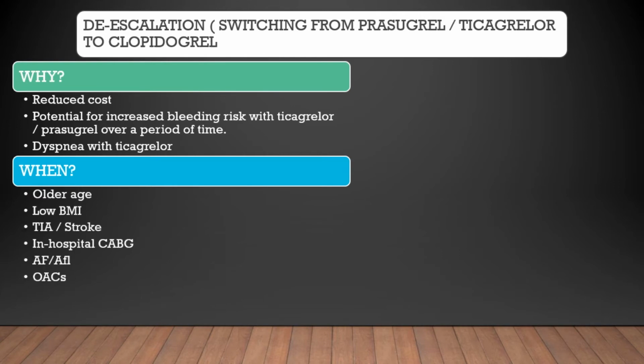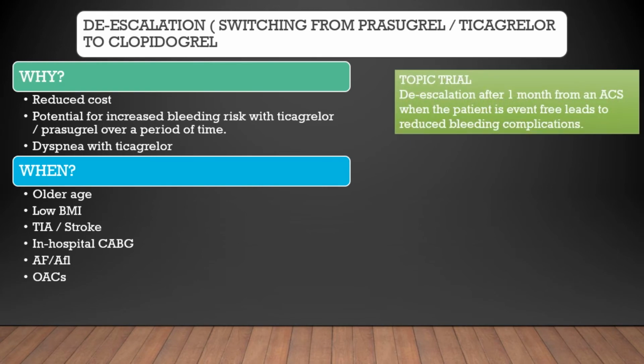When it is done, as we have already mentioned, that is in older patients, patients with low BMI, patients who have had a transient ischemic attack or an ischemic or hemorrhagic stroke, in-hospital CABG, patients who have in-hospital atrial fibrillation or atrial flutter, and patients who are on oral anticoagulant therapies. The TOPIC trial showed that de-escalation after 1 month from an acute coronary syndrome, when the patient is event-free, leads to reduced bleeding complications. So that is one of the evidence in favor of de-escalation.